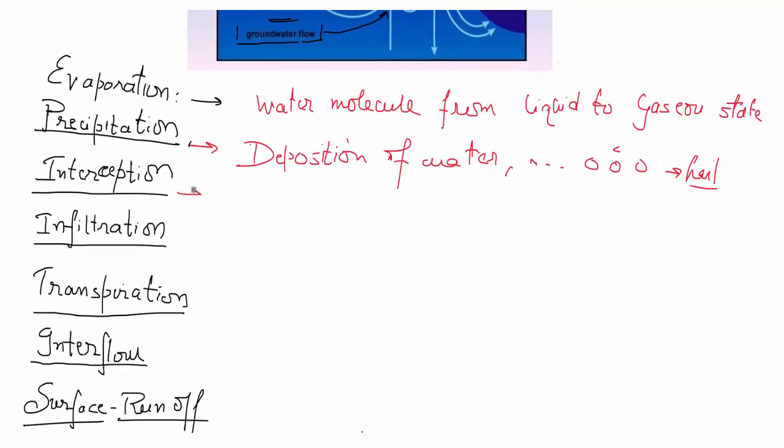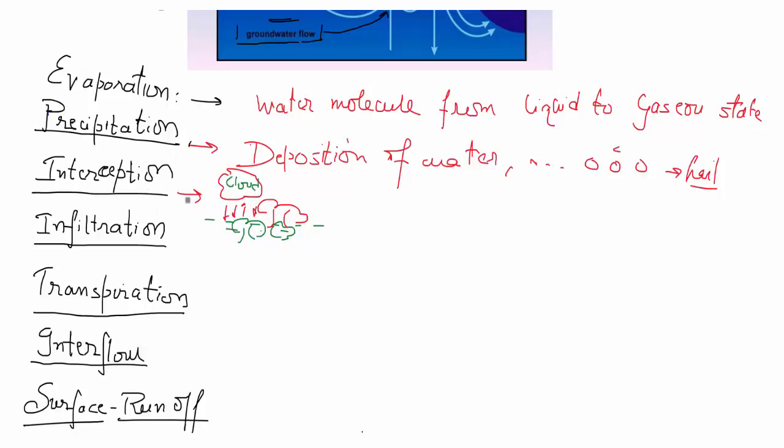Now we have interception. Interception is, suppose there are clouds and it is raining. If there is a tree, then over the tree and other vegetation there will be interception. Interception means water molecules will not be able to reach the ground surface. They will be intercepted by this vegetation portion. This is our cloud, it is raining, and here is our vegetation. It does not allow water to reach the ground surface.